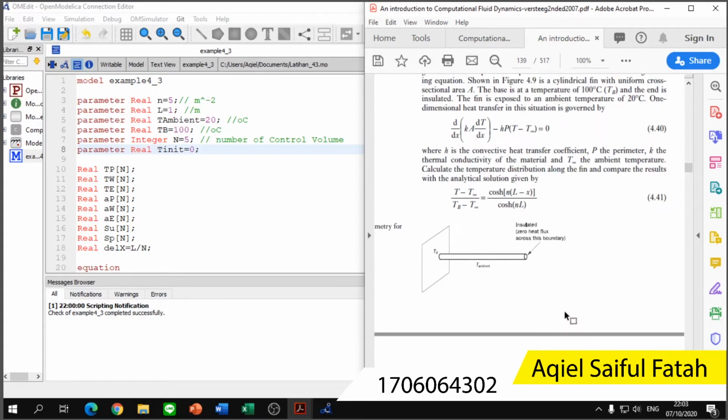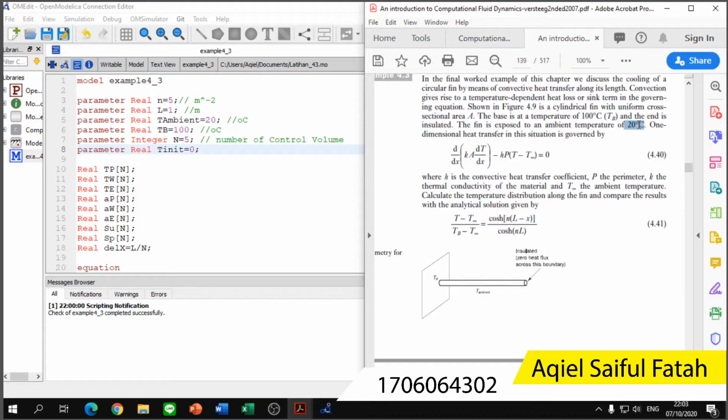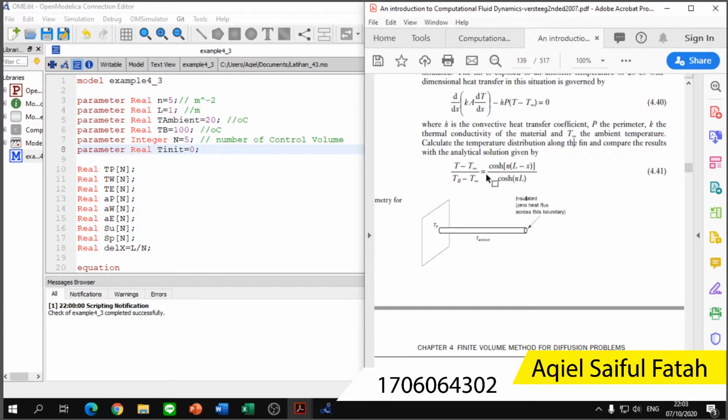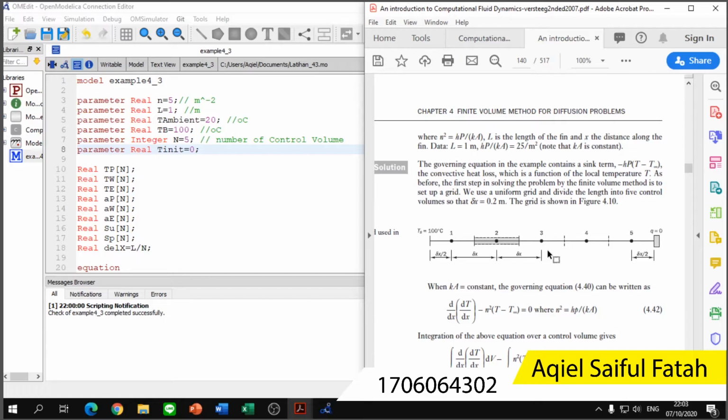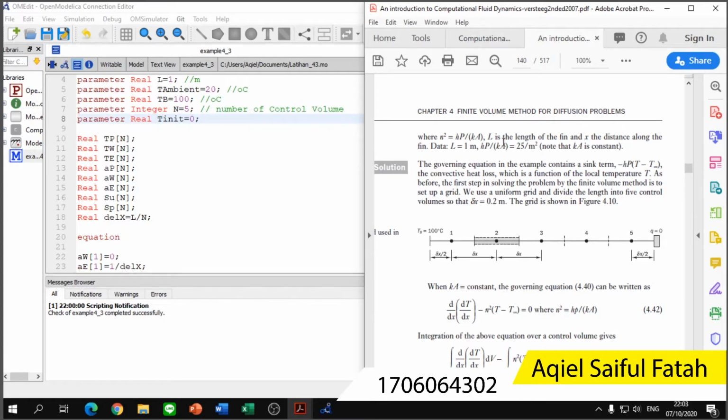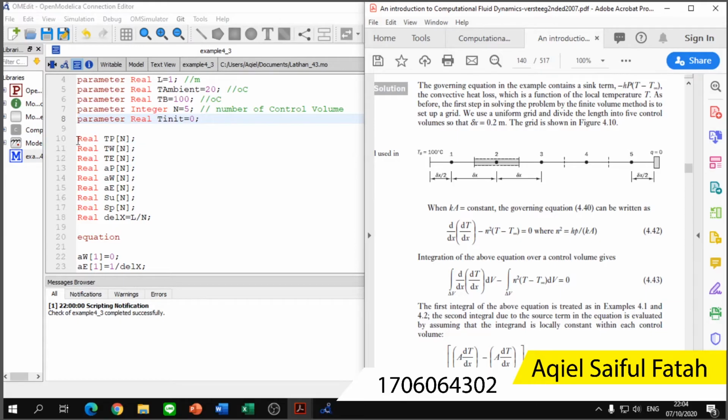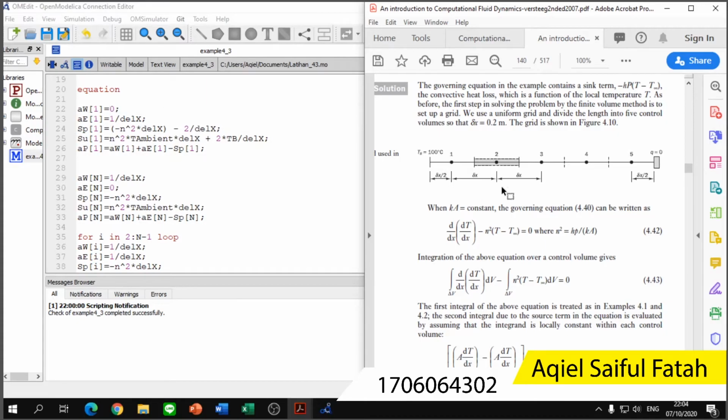T ambient, or the ambient temperature, will be 20, and then the base temperature of the object, which is this diagram, is at 100, and the initial temperature will be 0, so there's nothing affecting our system, and the number of control volumes will be 5. This is exactly like example 4.2.